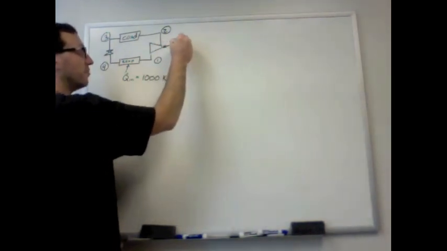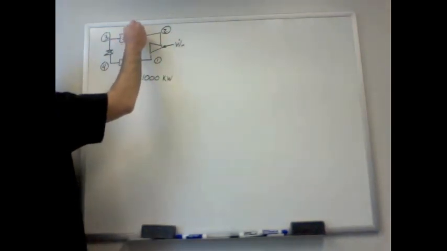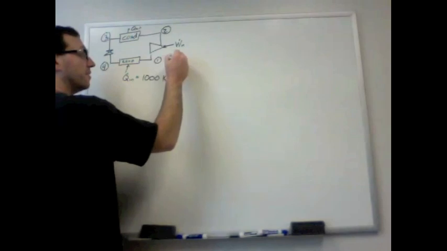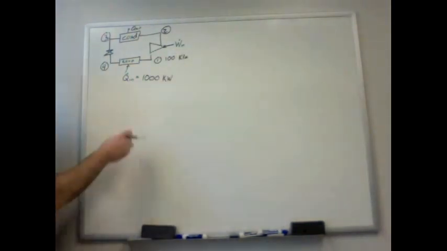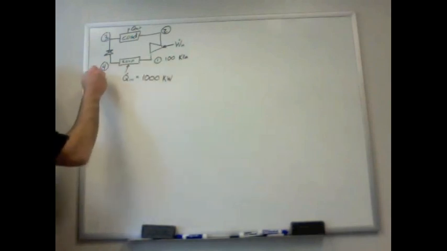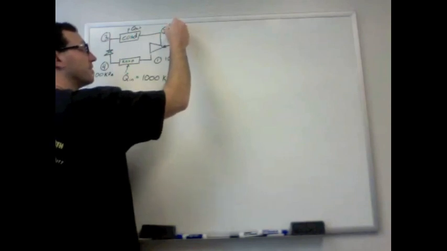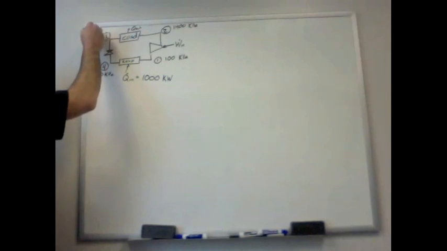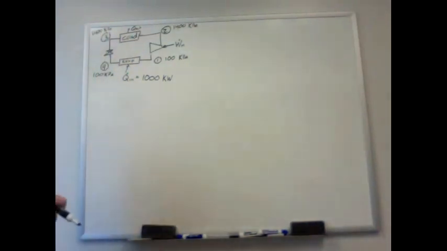Our compressor is consuming work. That's one of the questions. And we have heat being rejected from the condenser. We were told the low pressure was 100 kilopascals, so that we would call the evaporator pressure, and that's the pressure at 4 and 1. We also have the condenser pressure of 1400 kilopascals.